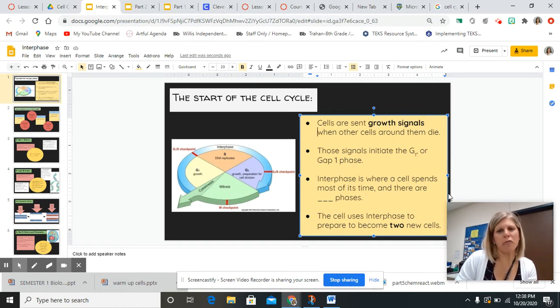The next blank here: interphase is where a cell spends most of its time, and there are blank phases. The number you need to put here is 3. That's how many phases we have. Again, G1, S, and G2. So our cell will use interphase to start preparing itself to make 2 new identical cells. This is asexual reproduction, meaning it's going to make identical copies. The cell expands, grows, and separates into 2 new cells that have identical genetic information. Okay?